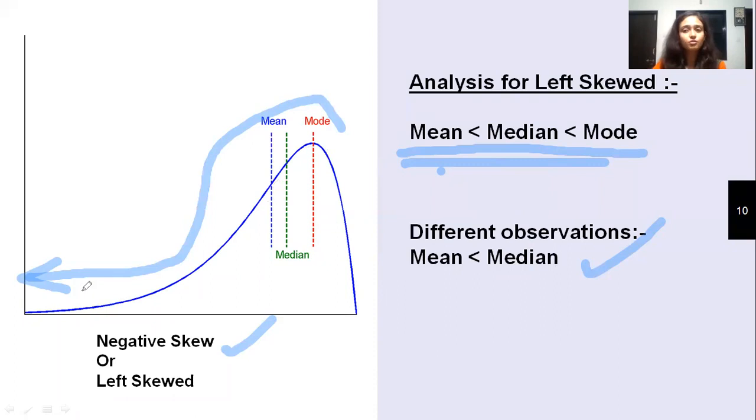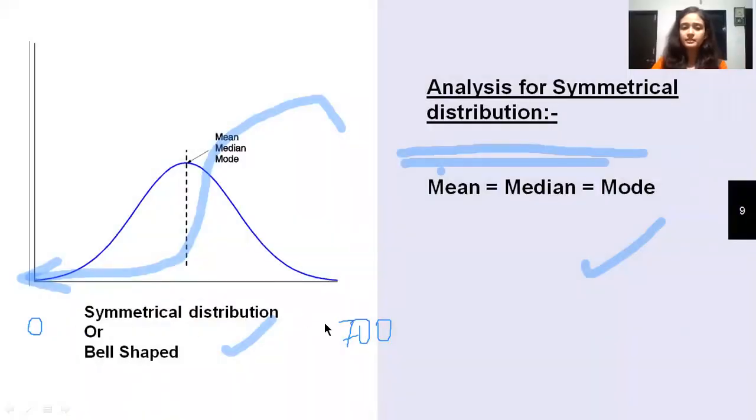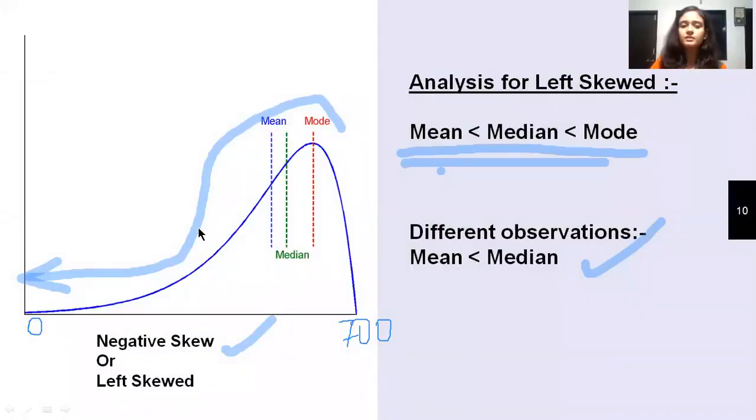Over here in the histogram, always remember that on the left hand side you have the minimum value, suppose it is starting from 0, and on the right hand side you have the highest value in your observations, and suppose I am assuming that it is 700. So it is applicable for all the histograms that we have previously seen, that is 0 to 700 like this and 0 to 700 like this. So this is my left skewed because I have a long tail towards the left hand side.